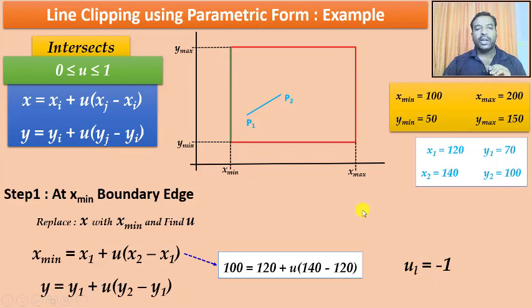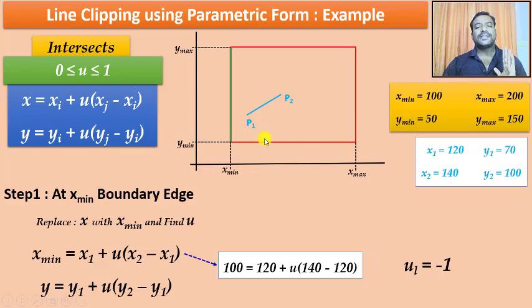If the U value was within this range, then I would have told the line was intersecting. But right now look at this, u1 value is -1, so -1 is not in this range. Hence, there is no intersection of the line with respect to the left edge. Is it clear? So now, if this is done, don't stop your algorithm at this point.